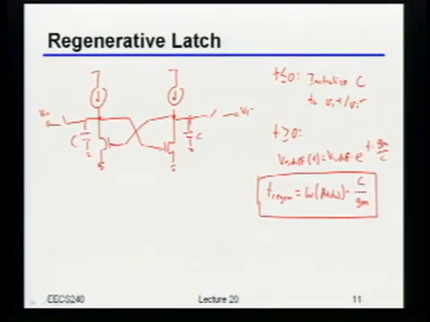Now, there's one other interesting thing which we'll talk about in more detail next time. If I'm totally limited by FT, does doubling the size of both these devices make me go any faster? No, right? Because I doubled the GM and I doubled the cap. So resolution time-wise, it doesn't help me any.